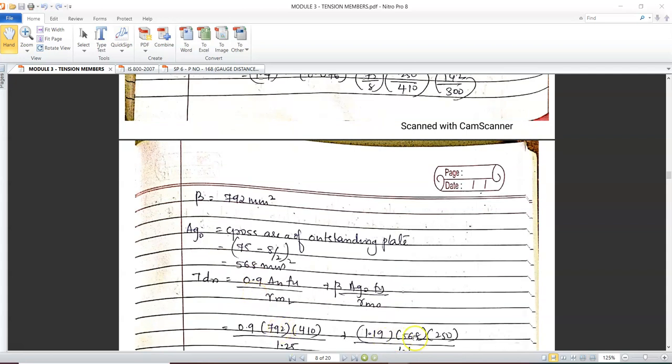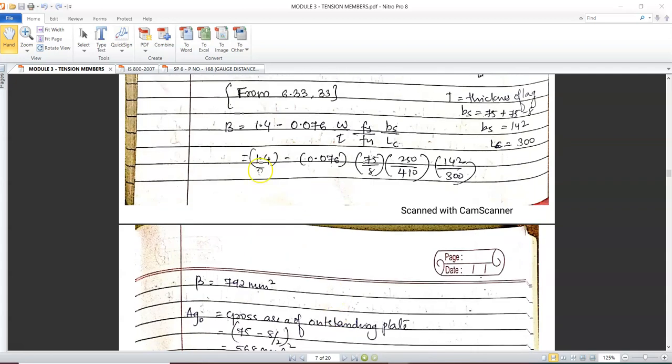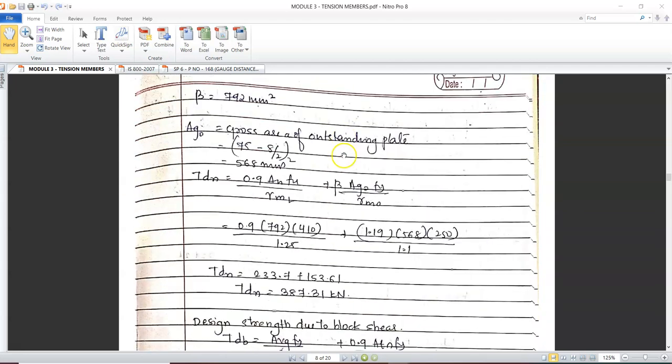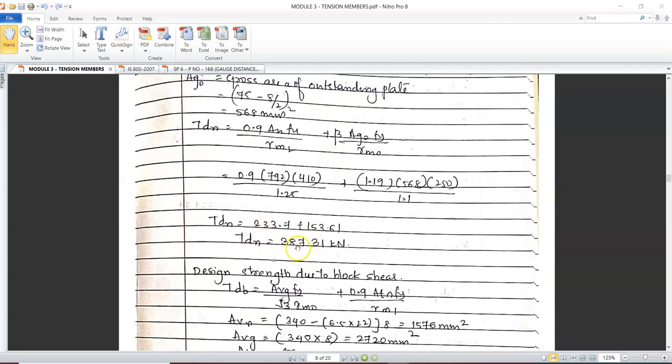Now those values are substituted here, and beta is calculated using this formula again. So you will get the value of Tdn, that is 387.31 kilonewton, which is for one angle. This has to be multiplied by 2 to get the value for the two angles.